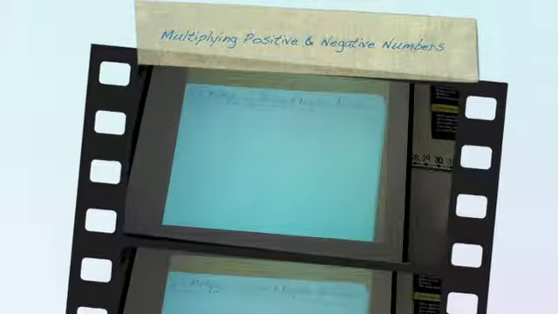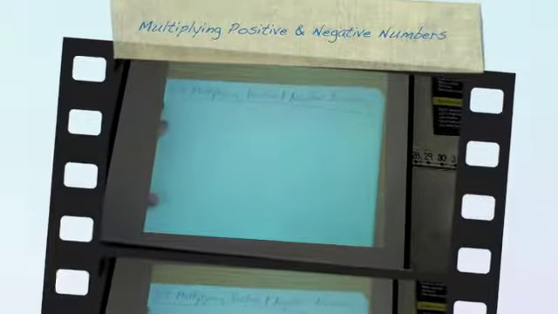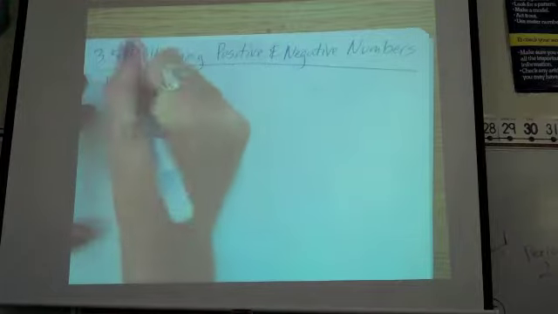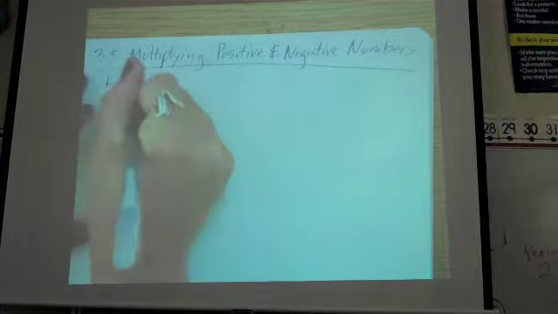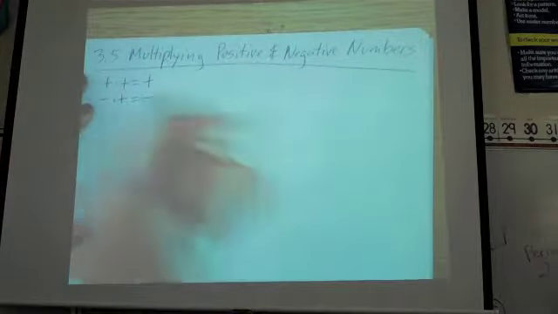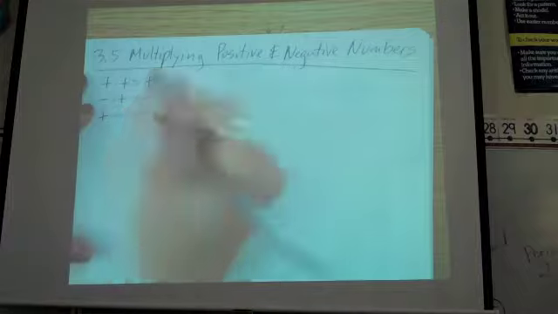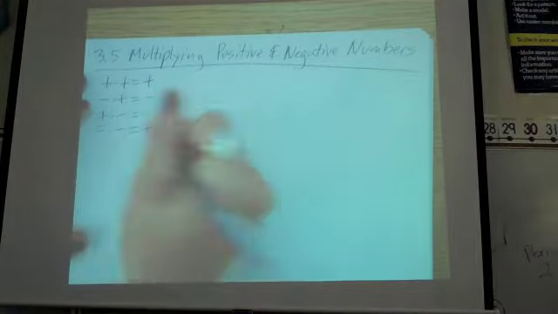Alright, we are doing 3.5, multiplying positive and negative numbers. You guys remember some of the rules. If you have a positive times a positive, this equals a positive. If you have a negative multiplied by a positive, this equals a negative. If you have a positive times a negative, this equals a negative. And then if you have two negatives, a negative times a negative, that equals a positive.